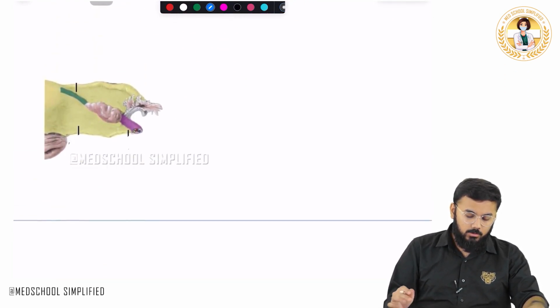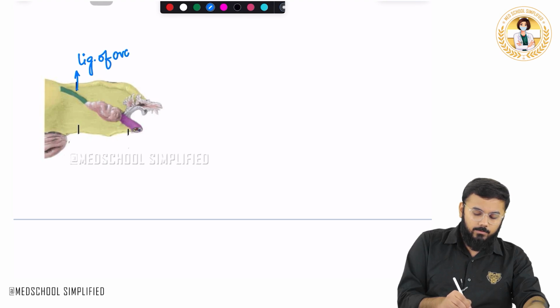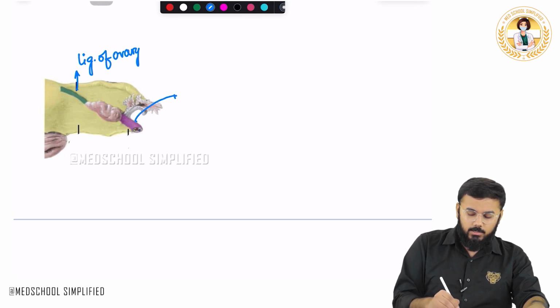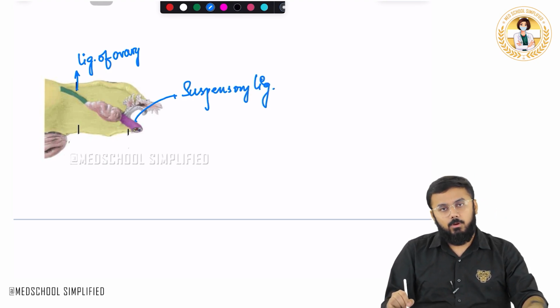So in this picture also, which is suspensory and which is ovarian? See, this one over here is called as the ligament of ovary. Okay, and this one over here is called as your suspensory ligament. Suspensory ligament and ligament of your ovary.